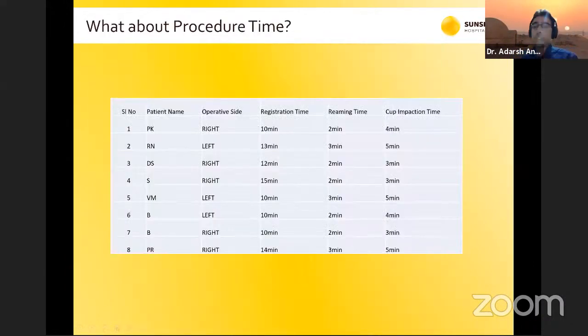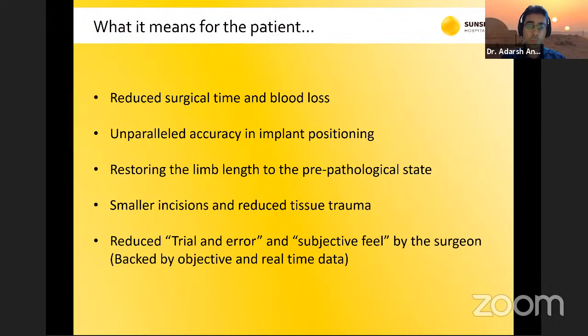Okay, what about the procedure time? We're going to put in the arrays. We have time taken for doing the registration. So yes, you may think that the operative time has increased, but we have found that the operating time is almost the same because the reaming and cup impaction and the trialing have significantly reduced, hardly taking 2 minutes and 3 minutes for each of them. So our operative time has become equal and sometimes even a little faster than manual.